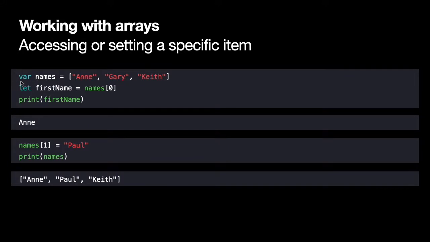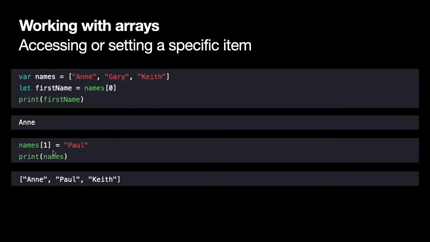Here we create a variable array names. Names is of type Array of String, and we give it 3 elements. Then here we assign the first element to our new constant firstName. firstName is of type String. We assign the first element using array indexing. We give it the value 0 because in Swift arrays are indexed starting at 0. So even though this has 3 elements, the first element is element 0, and then element 1, and then element 2. And then we can print it out, and you can see that Anne was printed out.